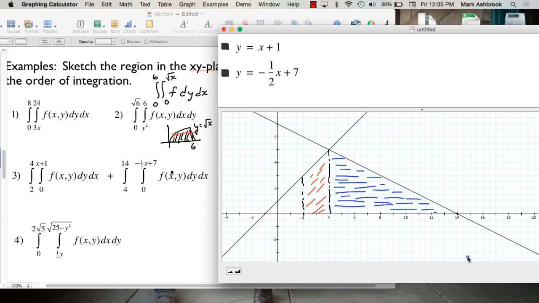Okay, so this is how you should be conceiving what's given. Did you get that picture? It's this whole thing, right? So from x equals 2 all the way to x equals 14. And then from 2 to 4, the top is x plus 1. Then from 4 to 14, the top is this other function.